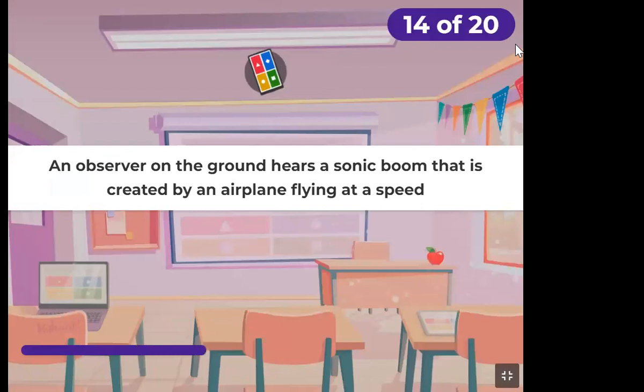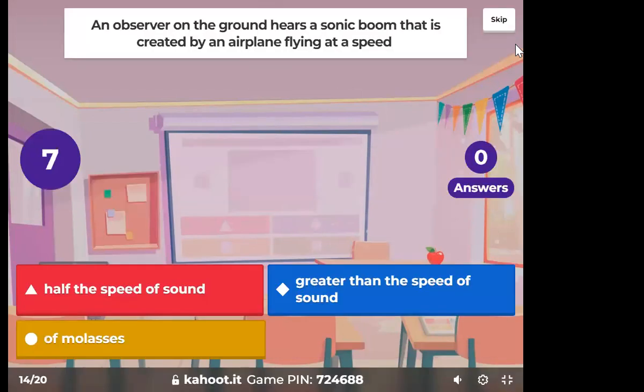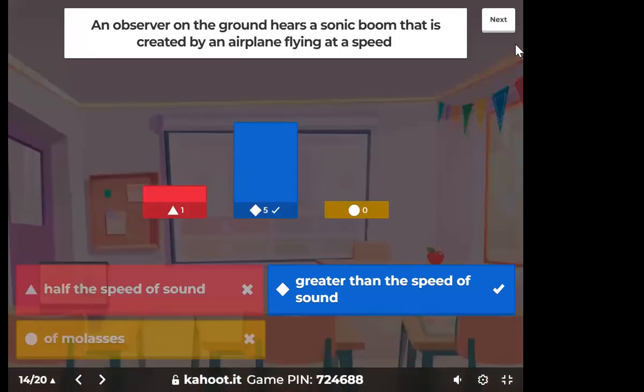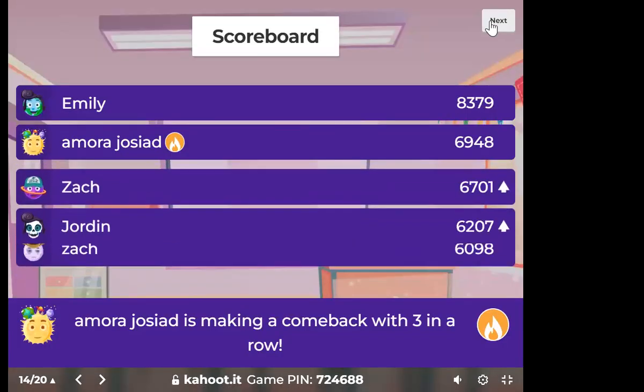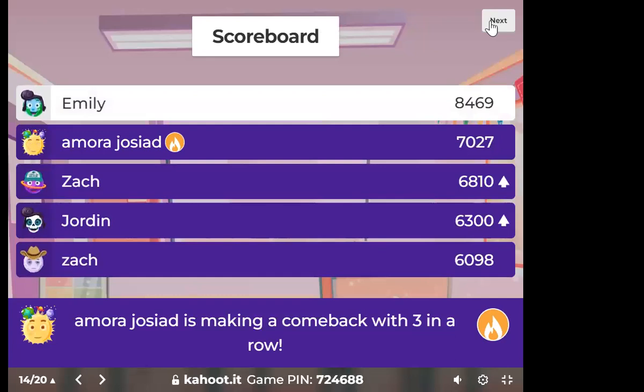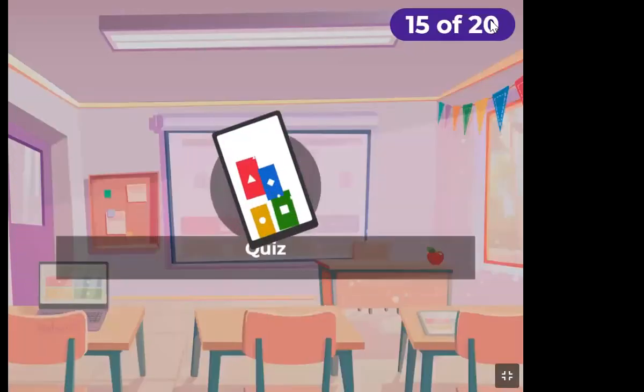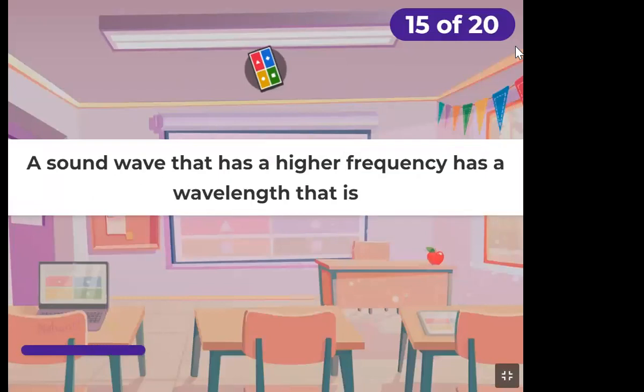Observe around the ground, here's a sonic boom that is created by an airplane flying at a speed. Where do you hear sonic booms? Yeah, greater than the speed of sound. So supersonic, greater than the speed of sound. Supersonic. You guys see that nice cone wave over there on the supersonic poster? It's a 3D cone wave.